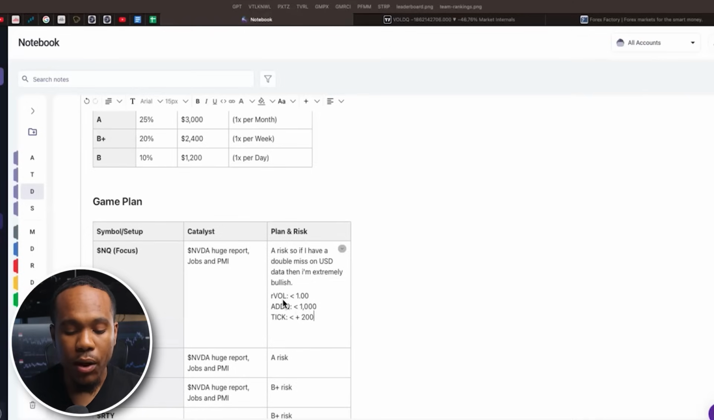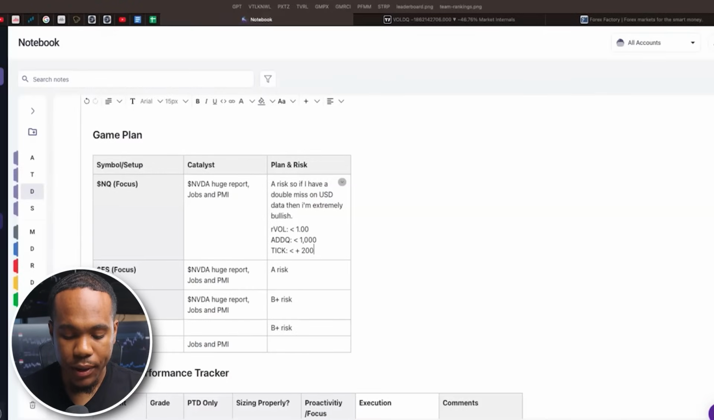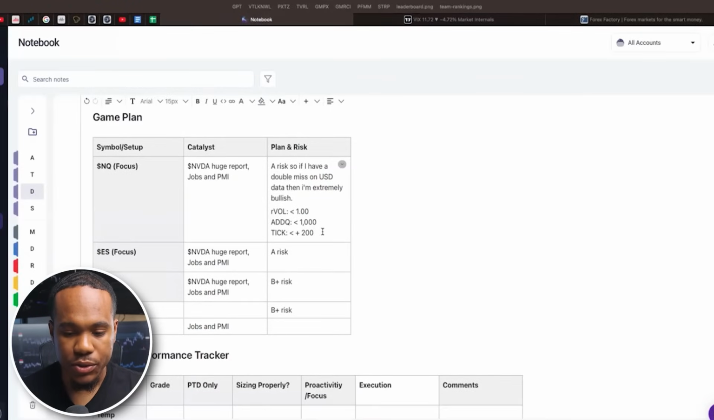So I talk about a few parameters that I wanna see. I wanna see elevated RVOL above 1, right? I wanna see my ADDQ above 1,000. I want to see my tick elevated as well. So I start writing these things down and I'm communicating these things to the group, okay? So I'll keep a few windows up and you'll see them in a minute and then we'll jump right into the chart, right?